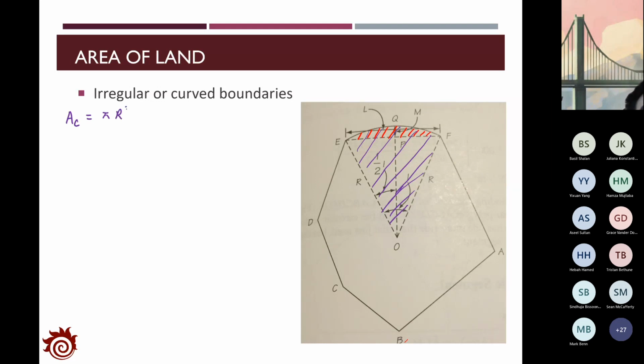times r squared. So that will be the area of the total circle, but it's just a part of it. And we know that the interior angle is I, so it's just proportional to I divided by 360 degrees. So this is the area covered by the purple shaded area.